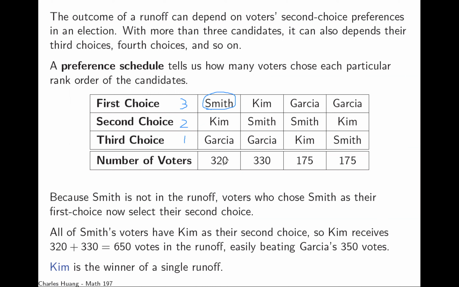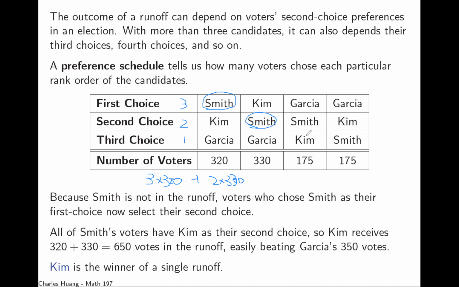So in this case, we have 3 points for Smith coming in first. We have 320 who wanted Smith first. So 3 points times 320. On the second column, we find Smith in the second spot. Second choice is worth 2 points each. 330 people voted for Smith in that spot.